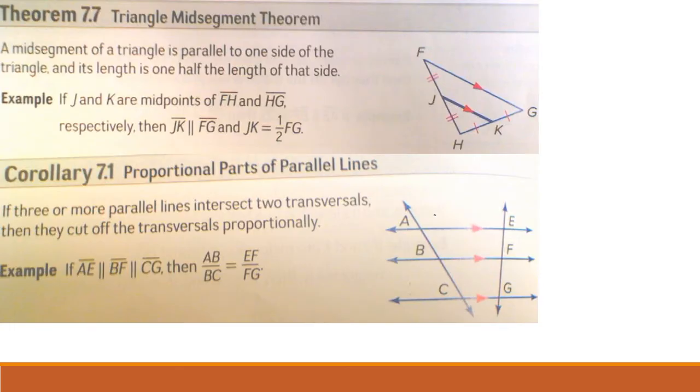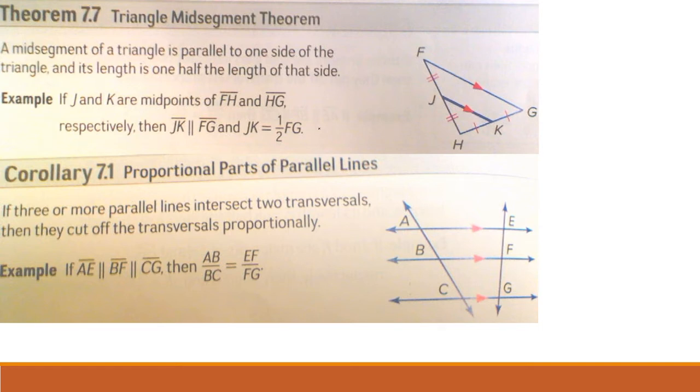So the last two things that we're going to do with parallel lines here are mid-segments and trisections. So basically a mid-segment is just another piece of a triangle. A mid-segment is a segment that cuts the two sides it connects in half and is parallel to the third side. So JK here is a mid-segment because it cuts the two sides of the triangle that it's attached to in half, and it's parallel to the side that it does not touch.